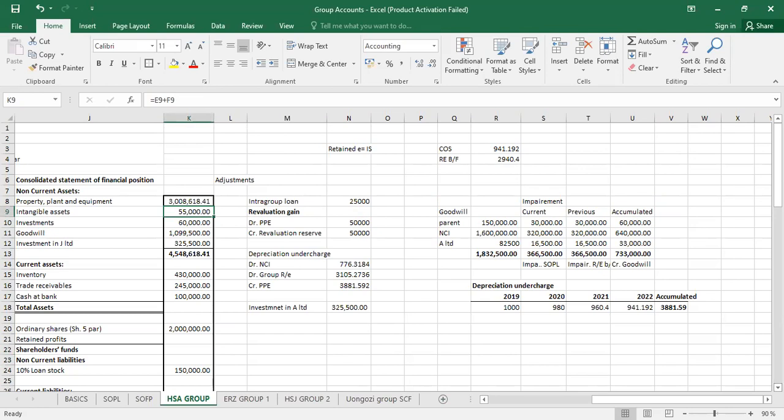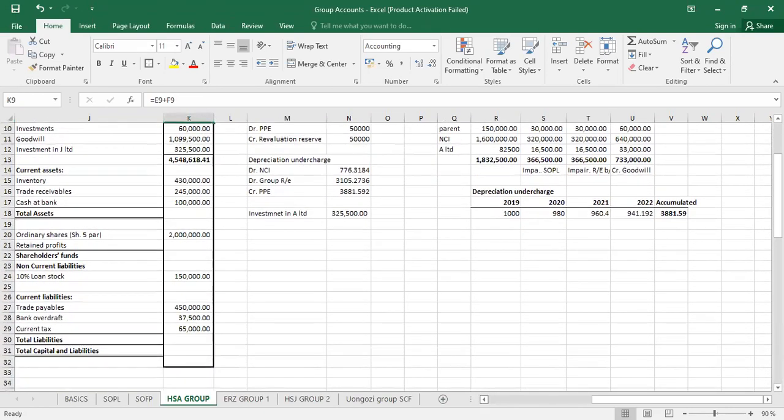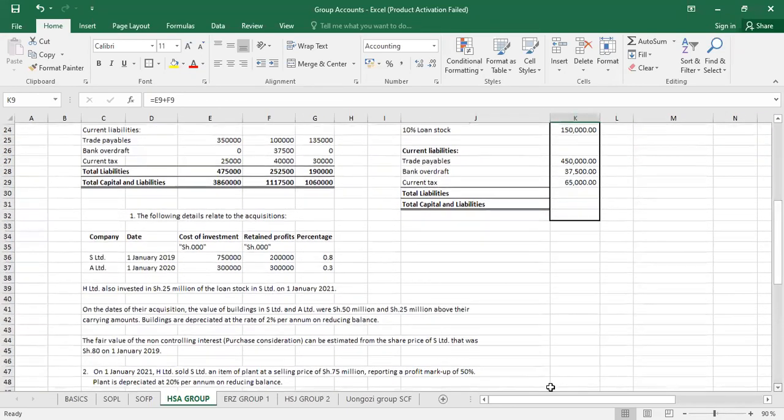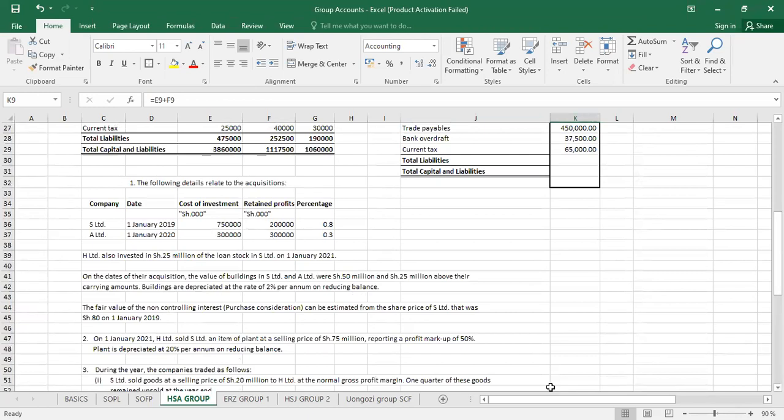So we go to the additional information. I can say fully that we have dealt with additional information number 1, everything, isn't it? Then we go to additional information number 2, isn't it? On January 2021, H Limited sold an item of plant at a selling price of 75 million, reporting a profit markup of 50%. The plant depreciates at 20% per annum, isn't it?